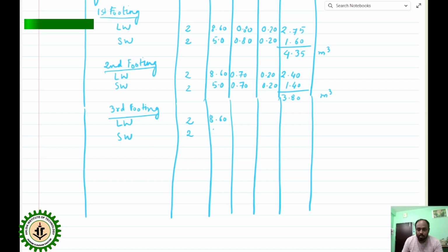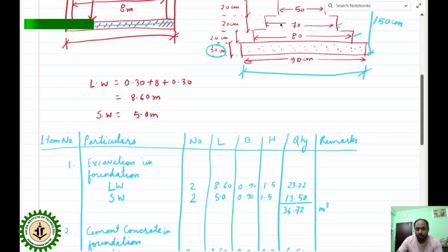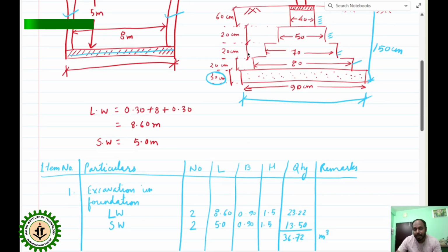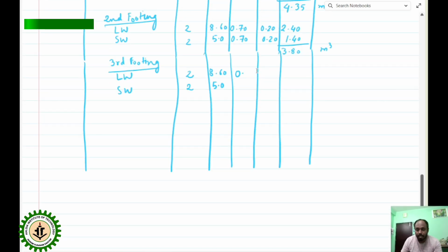Eight point six zero, 5.0. Third footing width is 50 and height is 20. So 0.20, we will calculate. Multiplied by 8.6 multiplied by 0.5 into 0.70.